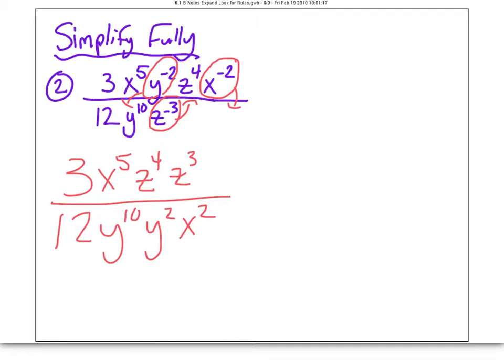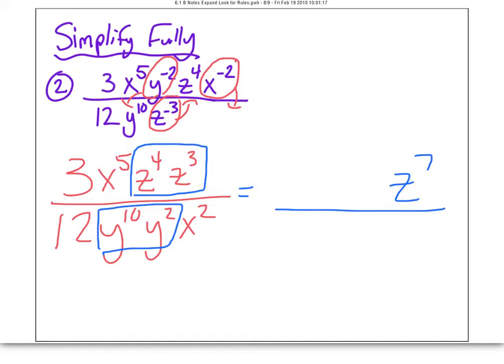Now on here, if I look at the variables, I do have 2 sets of x's, 2 sets of z's, and 2 sets of y's, so I do need to crunch them together. I'll start with the z's here, actually. Here's 2 z's right next to each other, which is going to give me 7. You add them. Here's 2 y's on the bottom, so I'm going to keep them on the bottom. There would be 10 and 2, so there would be 12. Then I have an x to the 5th and an x squared. If you expanded them out and crossed off, you'd be left with 3. We're going to do 5 minus 2. 5 minus 2 is 3.